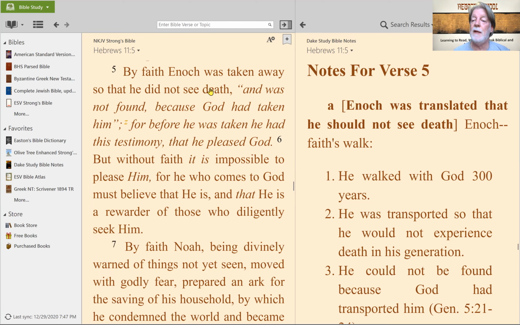So that's why it doesn't say in Genesis that he died, because he didn't. He didn't see death and was not found. Genesis says he wasn't, because God had taken him. So God just took him. For before he was taken, he had this testimony that he pleased God. And then it goes on to say that without faith, it's impossible to please him, God. For he who comes to God must believe that he is, or he exists, and that he's a rewarder of those who diligently seek him.